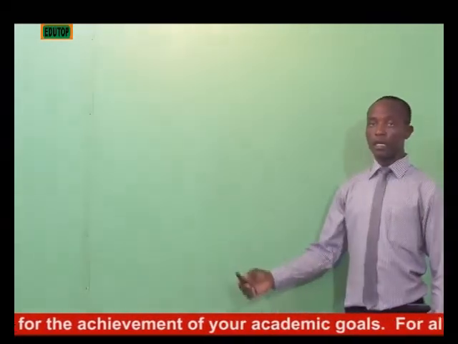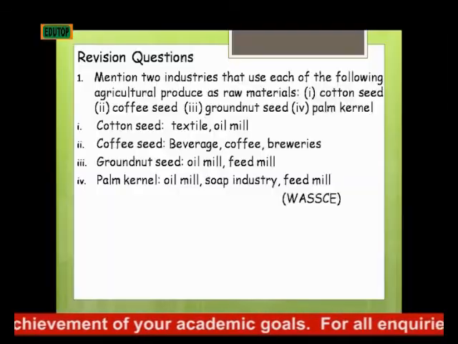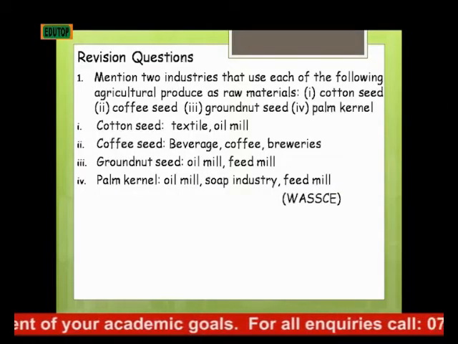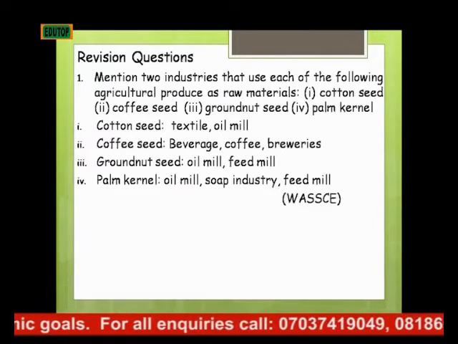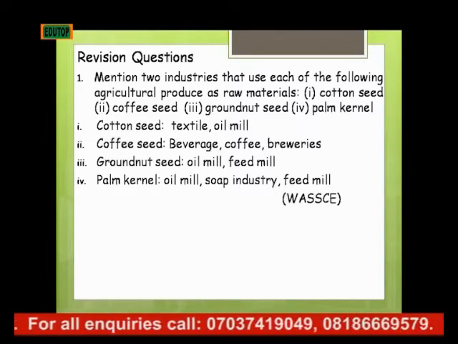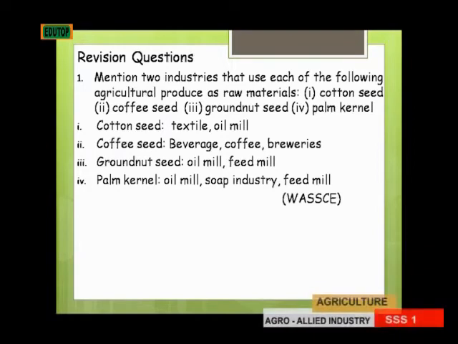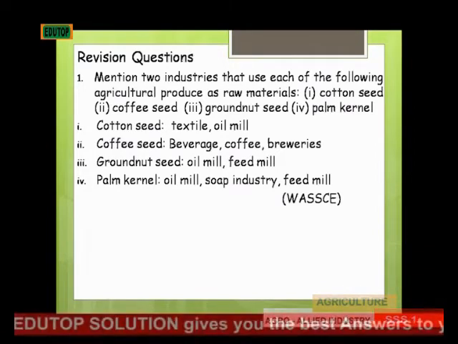Now we'll be taking a revision question. Mention 2 industries that use each of the following agricultural produce as raw material. The first one is cotton seed. Well, cotton seed is being used by the textile industry and then the oil mill.